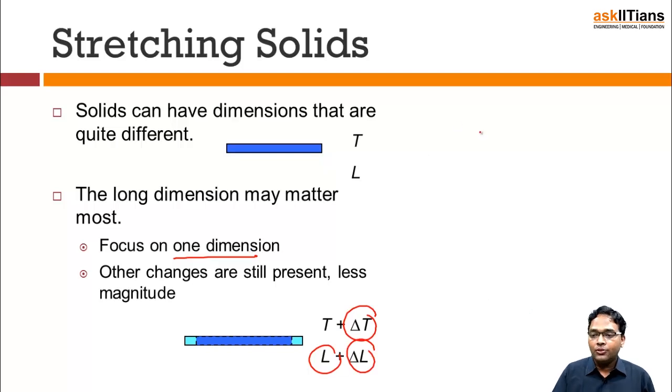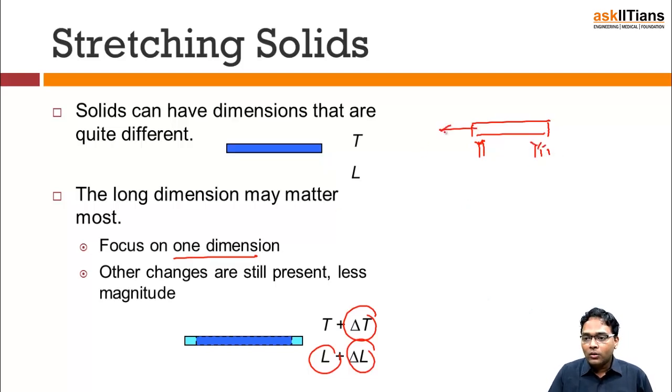For instance, let's say you take a rod and you heat it. When you are heating it, the expansion is going to take place along this direction, right? But there is not going to be much expansion taking place here. So we'll be talking about the length, the dimension that is getting affected the most.